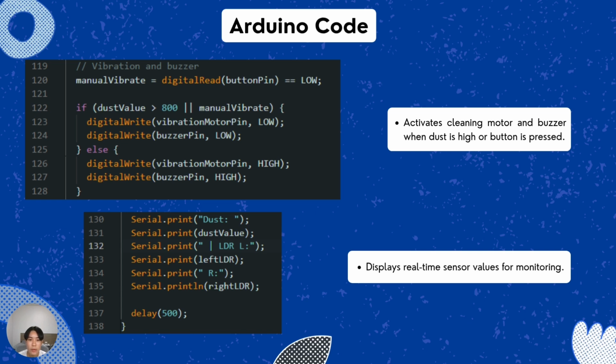Finally, the serial monitor displays live sensor data for dust and LDR readings. This helps us observe how the system behaves in real time and is useful for debugging and demonstrating the system's response.